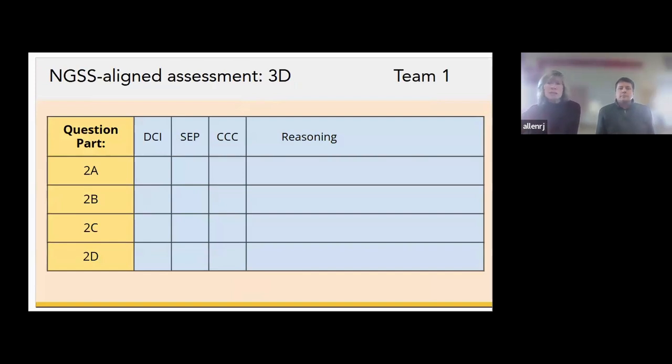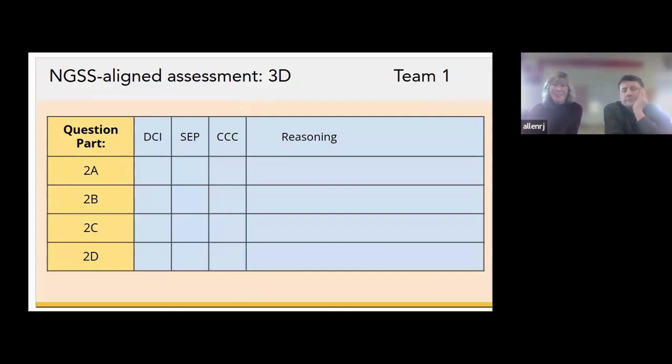When you look at this cluster, you're going to look at the question part 2A. What are students needing? What information do they need? Do they need DCI knowledge? Do they need SEP skill? Or are they using the lens of the CCC? You can just put an X in the box if you want, check it, and then reasoning.